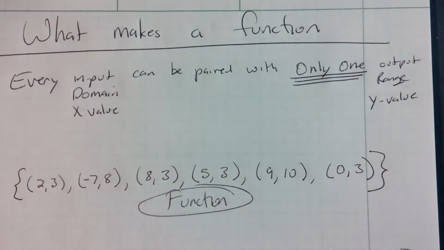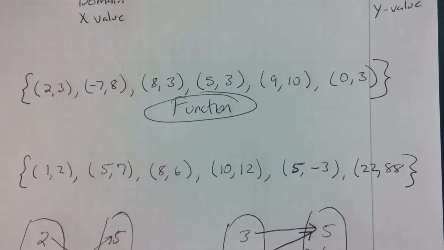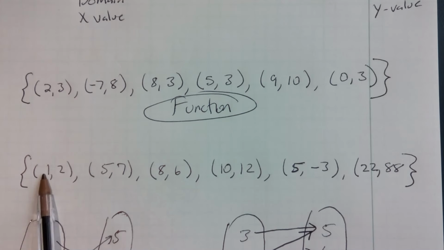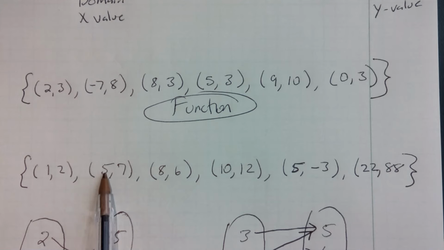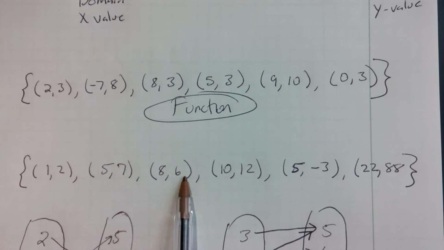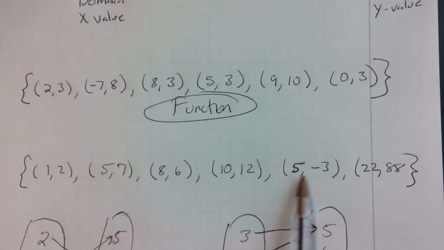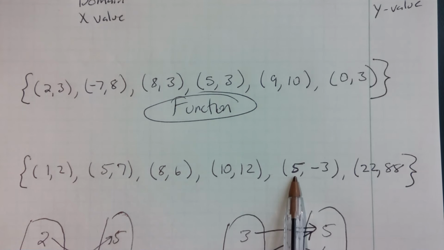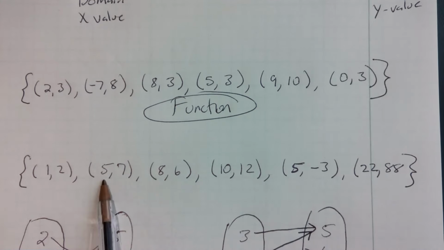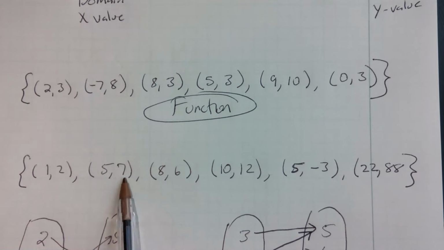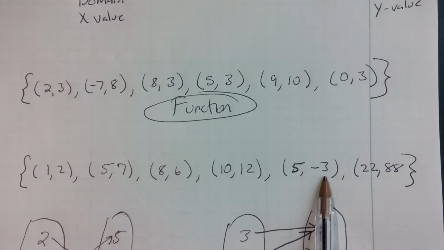Okay? But if I look at this set of ordered pairs, I have a 1 that goes to a 2, a 5 that goes to a 7, an 8 that goes to a 6, a 10 that goes to a 12, and a 5? I already talked about a 5. Way back here I talked about a 5. A 5 went to a 7. This 5 going to a different Y value now? You cannot do that in a function.